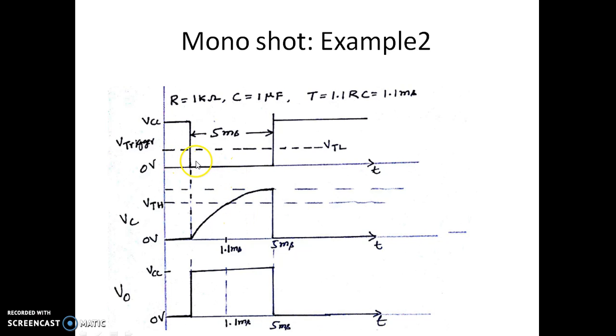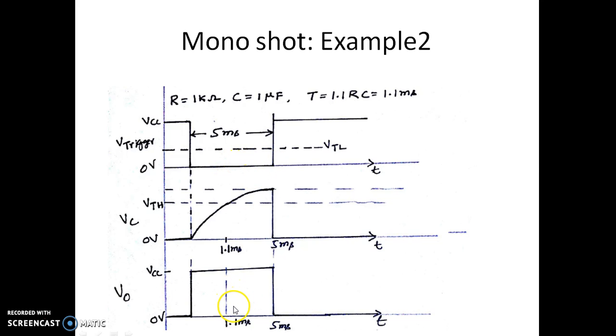Now in this case, what is happening? The trigger signal is extended till 5 millisecond. So as long as the trigger signal is less than VTL, the output will be high. So the quasi-stable state is not decided by the external components, but it is now decided by the off time, that is the zero time, the time up to which your trigger signal is less than VTL.